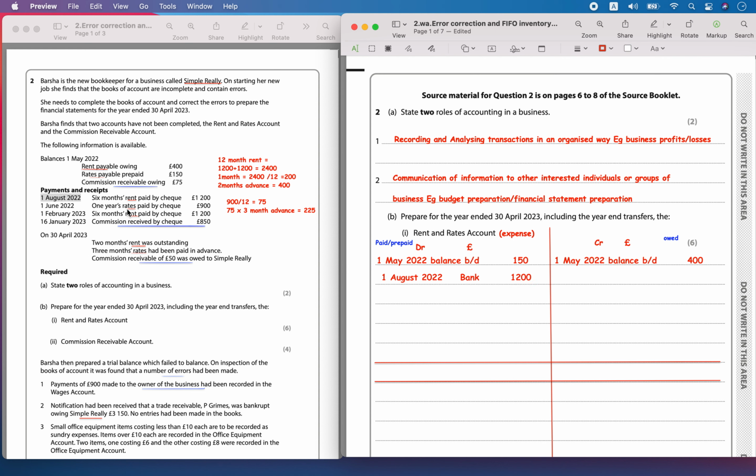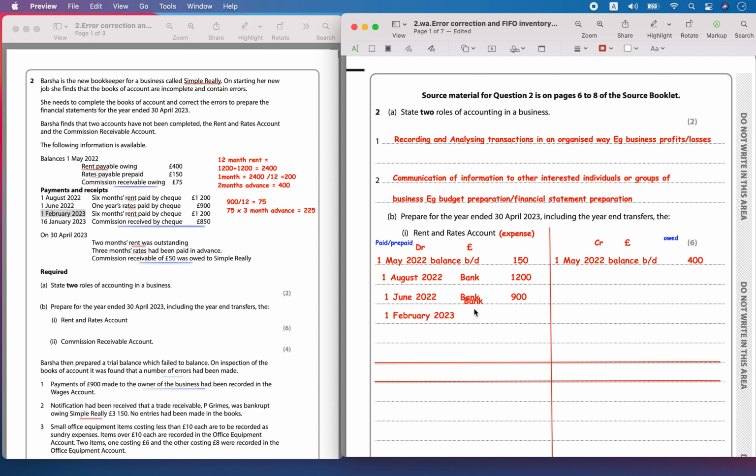And then we have 1 year's rate paid by check, which was 900. So the rate which was paid by check was equal to 900. So let's write that also, 900. And then we had on 1st Feb 2023, 6 months rent was paid by check. So let's include that also.